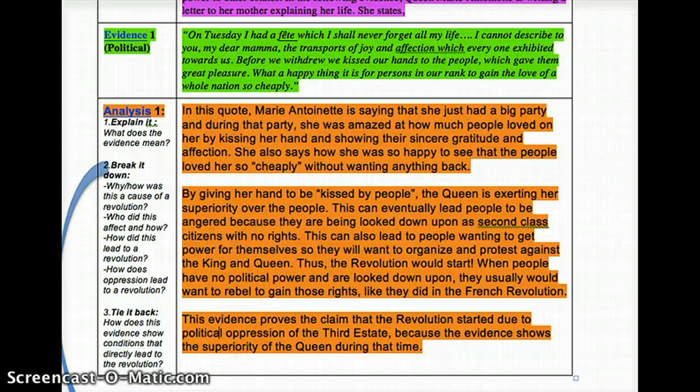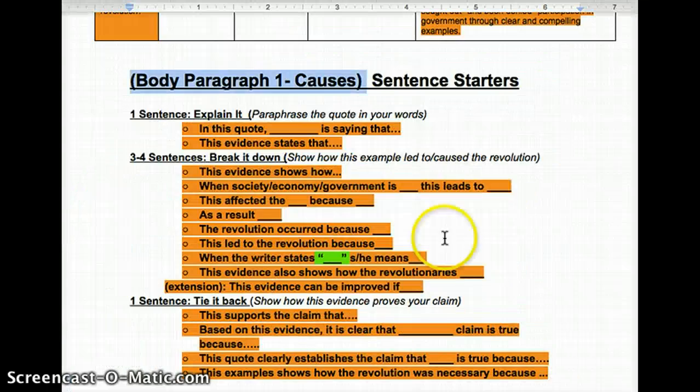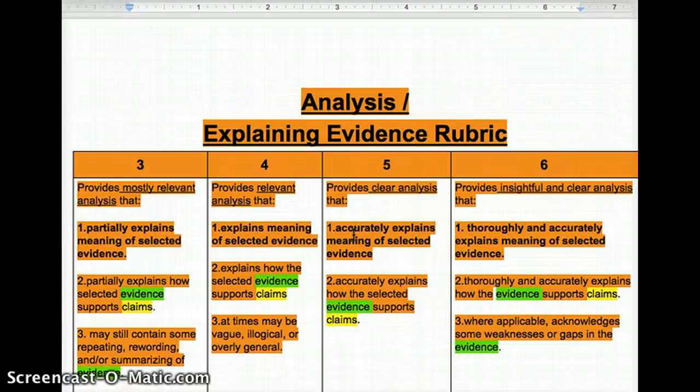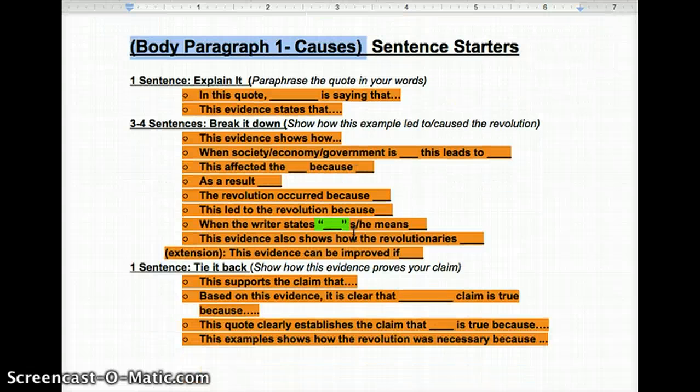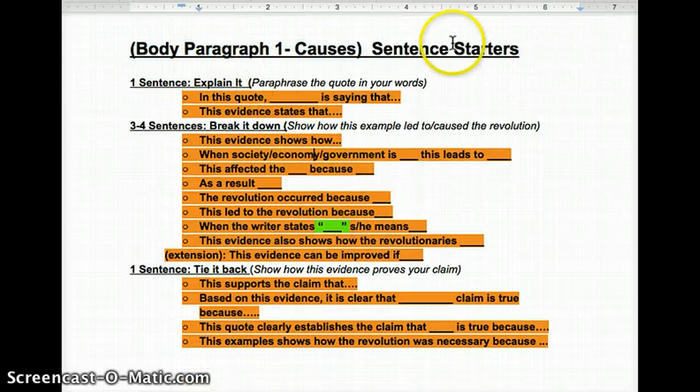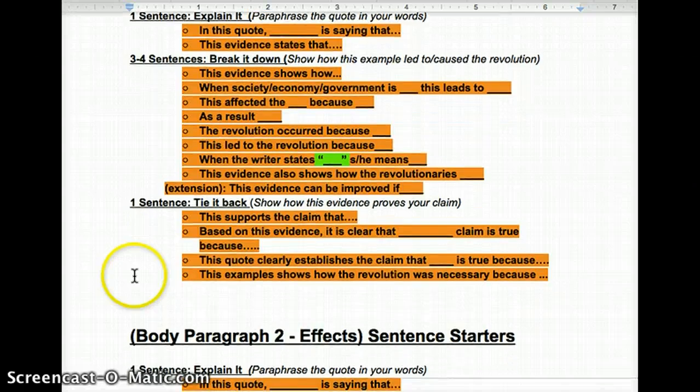If you need more help doing this, you could watch this video again, or you could also go to the analysis tab and go to the sentence starters for body paragraph 1. Only explain it in one sentence, break it down in 3 to 4, and tie it back in one sentence. And these are some optional sentence starters to help you. When you're done, watch the video for body paragraph 2.